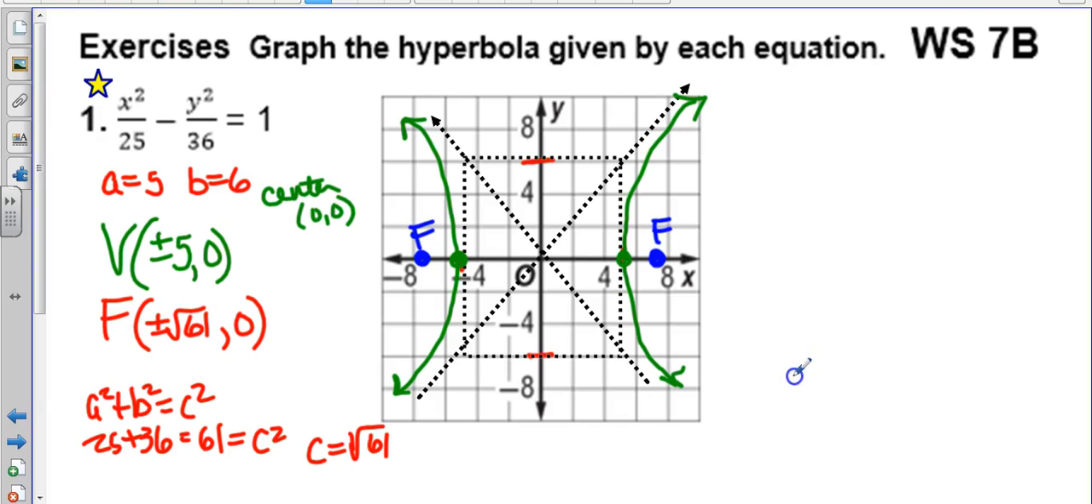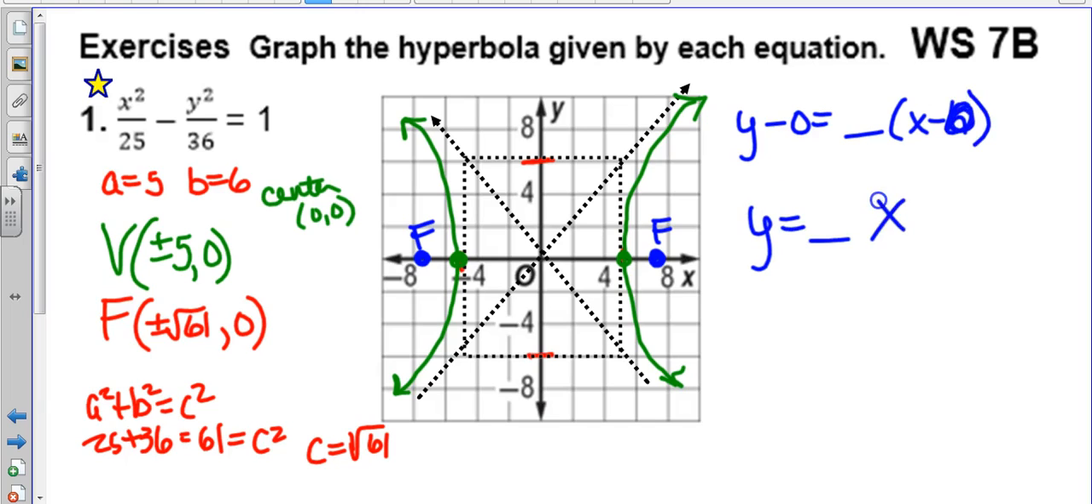All right, last thing I need to do. The asymptotes are y minus k and the slope and x minus h, which is also 0. So basically it's just y equals something times x, because there's no shift. They go through the origin. What's the slope? What's under the y over x? Y over x. So it's 6 over 5, plus or minus. Nice job.